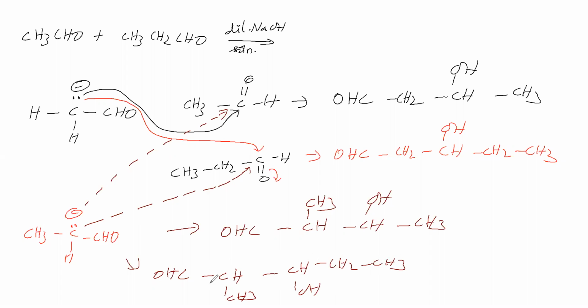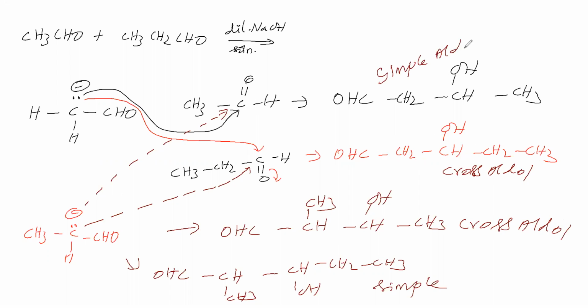Now, this is formed by two propionaldehydes, therefore it is a simple aldol. This one is formed from propionaldehyde carbanion and acetaldehyde, therefore it is a cross aldol. This one is formed by one acetaldehyde and propionaldehyde, therefore it is also a cross aldol. This one is formed from two acetaldehydes, therefore it is a simple aldol. So on taking a mixture of aldehydes, we are getting this many possibilities.